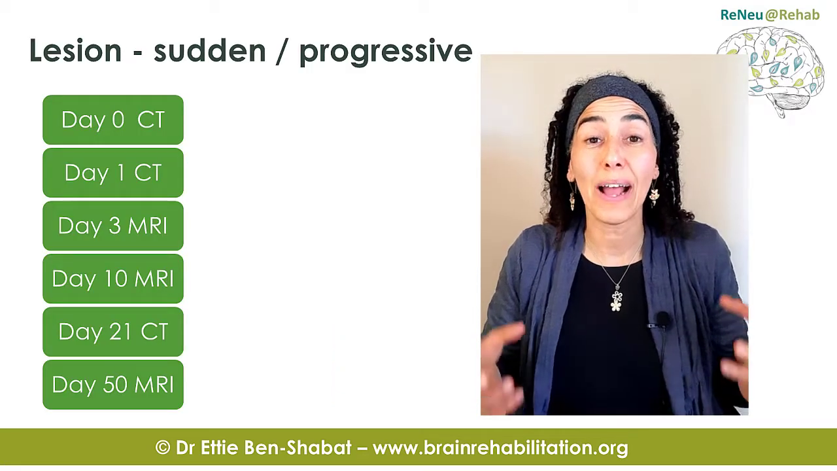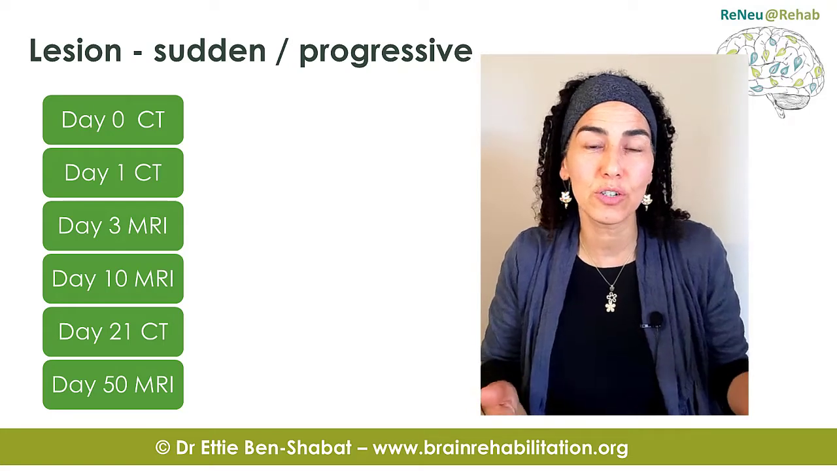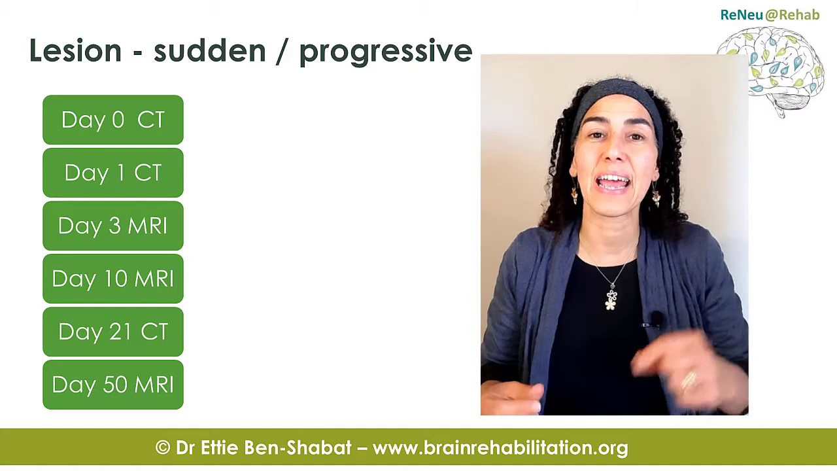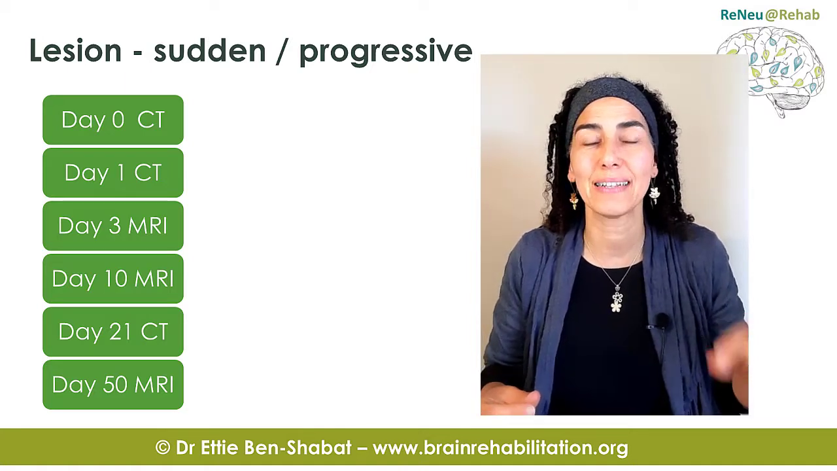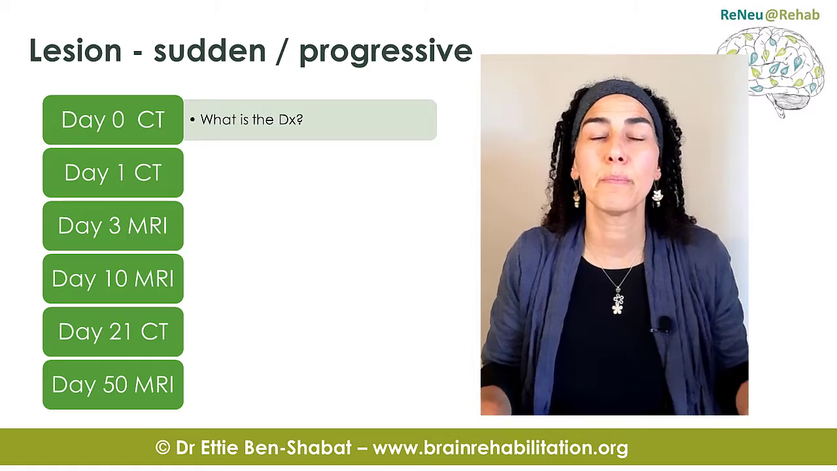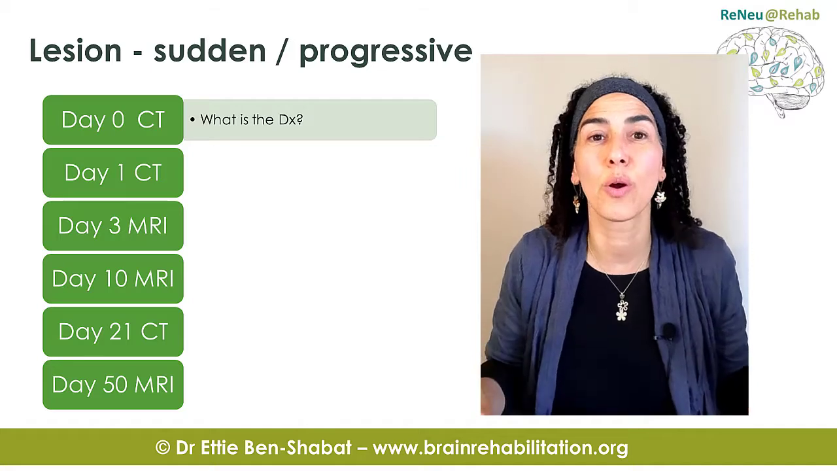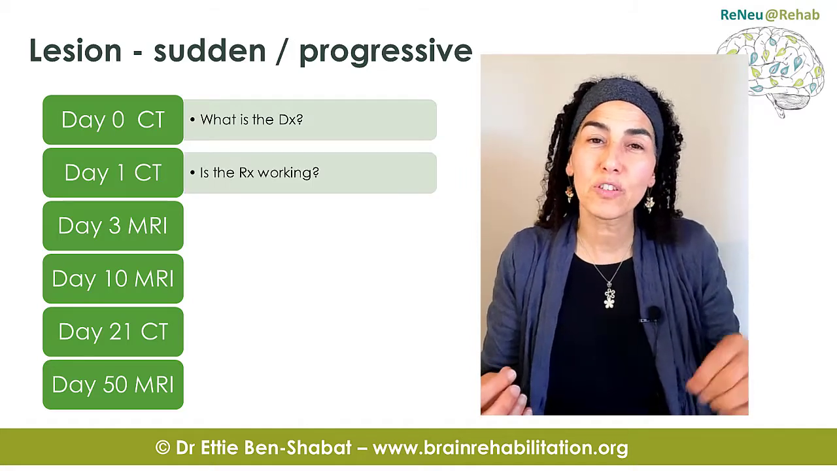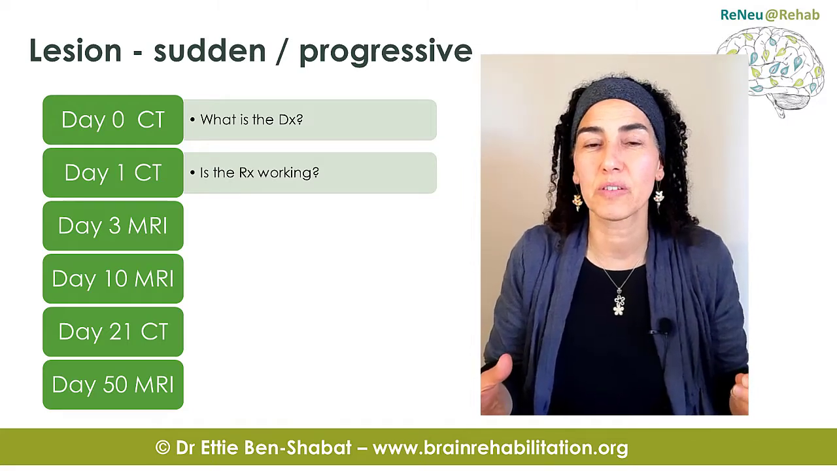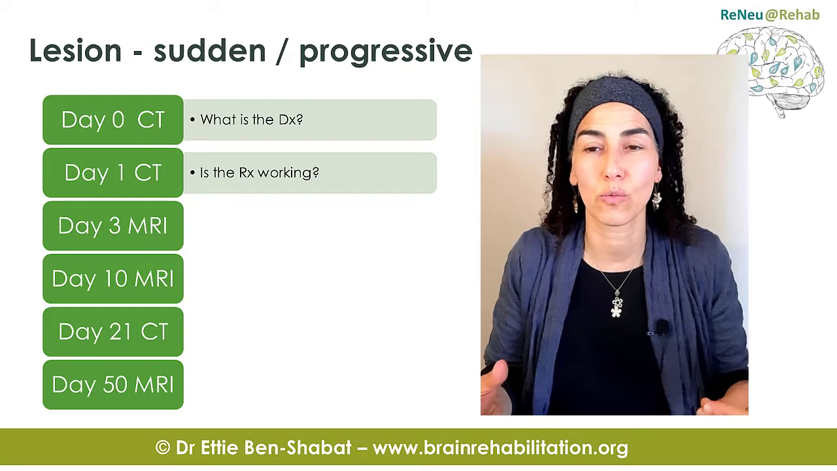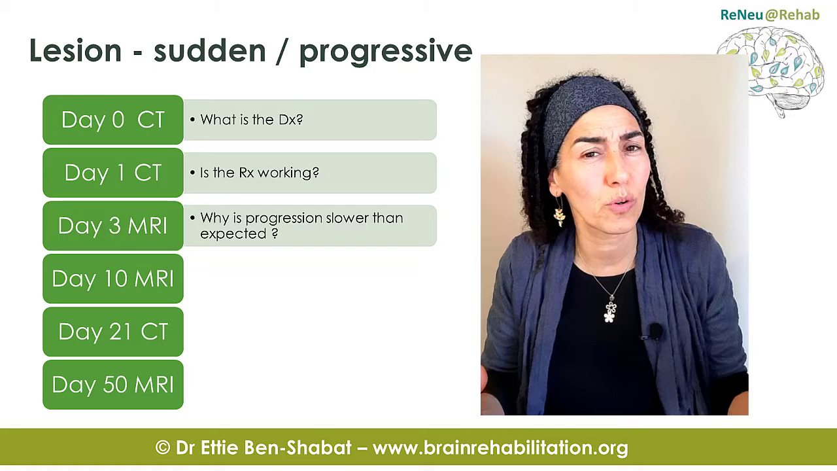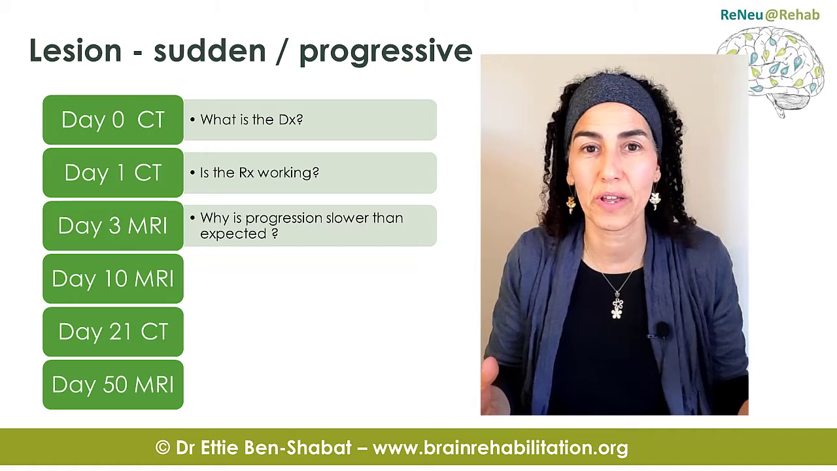So the question is, why are there so many scans there, and which scan do you look at? What's important to understand with scans is that every scan is taken to answer a particular clinical question. So on admission, the question is usually, what is the pathology? What is the diagnosis? What is actually going on in this brain? As opposed to day 1, where the question might be something like, is the treatment that we're giving this person helping them? Is it working? Is it not working? On day 3, there might be a question like, this person is not progressing quite like we're expecting. What's going on there?